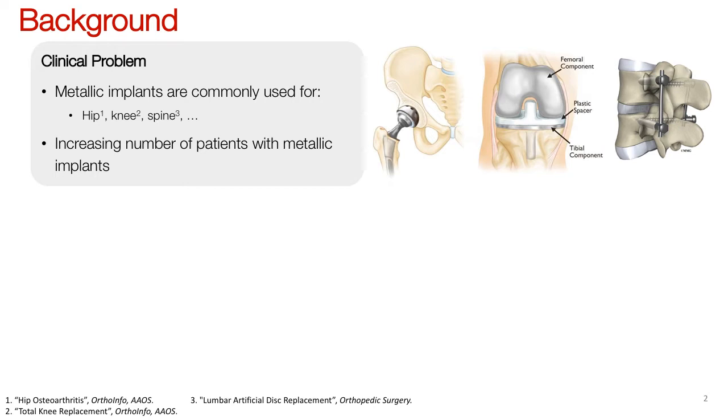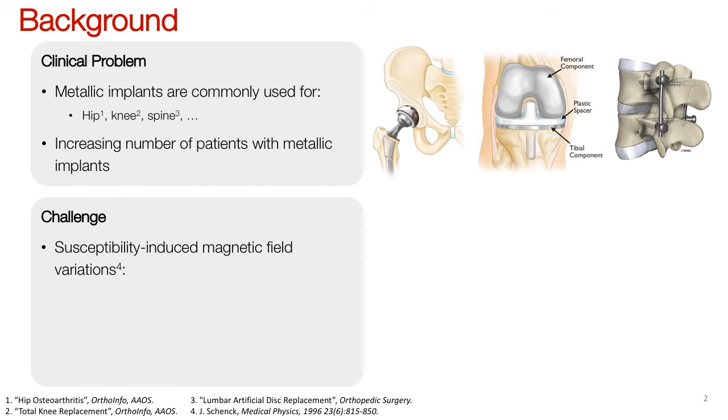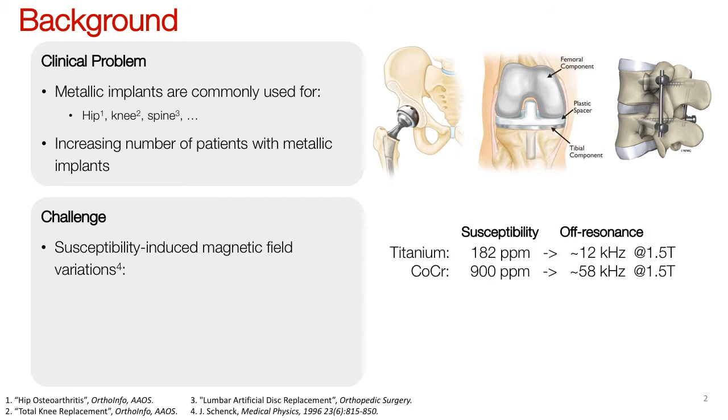The biggest challenge in magnetic resonance imaging near metal is the susceptibility difference between metallic implants and human tissues, which causes vast magnetic field variations. For example, 12 kHz field variation for titanium and 58 kHz field variation for cobalt chrome can be observed at 1.5 Tesla. Magnetic field variations can change depending on size, shape, type, and orientation of the metal, and also field strength.